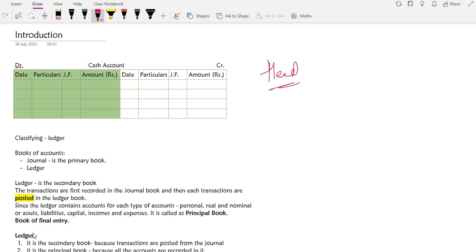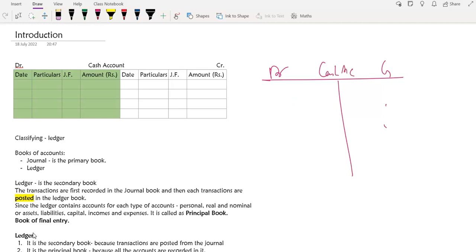So this is the format: date, particulars, JF, amount, date, particulars, JF, amount. The reason I had highlighted the first four as green is to show that these first four columns are the debit side of an account, and the last four, the blank white columns, are the credit side of an account. All right, in simple form, we also make it as a T. Sometimes they are called a T account also. Here we can just write cash account, and we can just write the balances and understand how the accounting entry is done. This is another way.